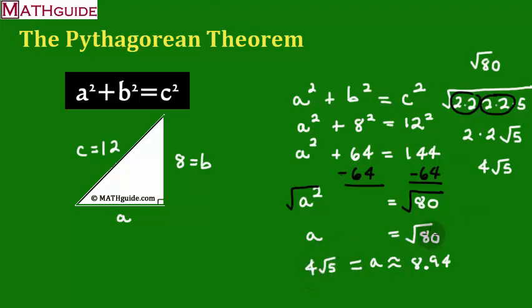This 80 can be reduced, and that's why I did this off to the side, to reduce it. Sure, the square root of 80 is the exact answer, it's just not the reduced exact answer. So these are our two answers: a reduced exact answer and a decimal approximation, depending on which type of answer we're looking for. This is how we use the Pythagorean theorem to take a hypotenuse and a leg and solve for the other leg.